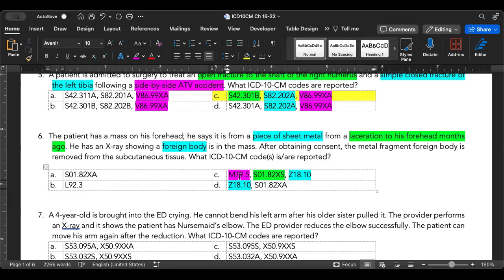So we kind of looked them up out of order, right? The first code that we should have looked up was that foreign body within the soft tissue of the forehead. And then we would have said, okay, how did it get there? It got there because of that laceration that happened months ago. And then what is located? It's a metal fragment that is there. So Xenia, it's not going to be mass, is not going to be your main term. Your main term is going to be that foreign body in the soft tissue.